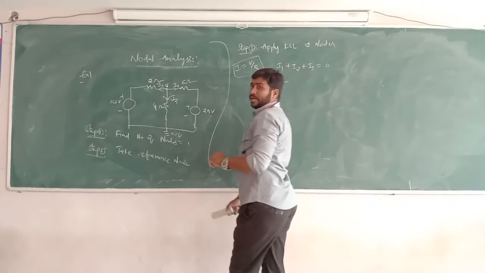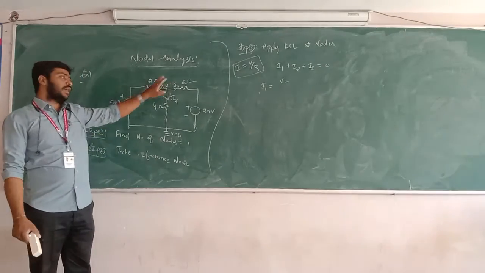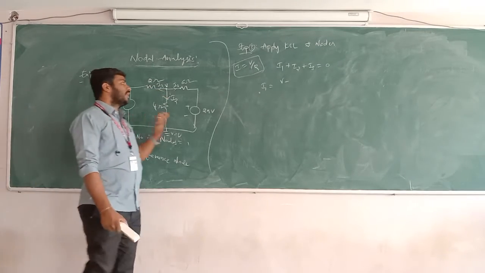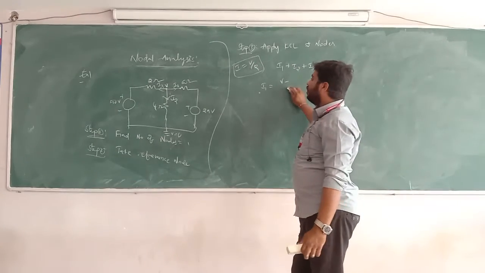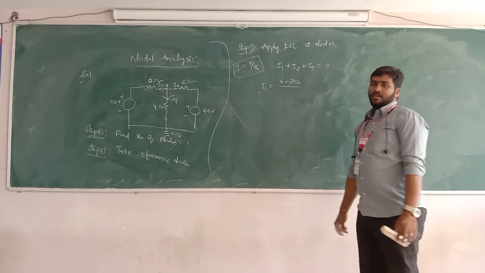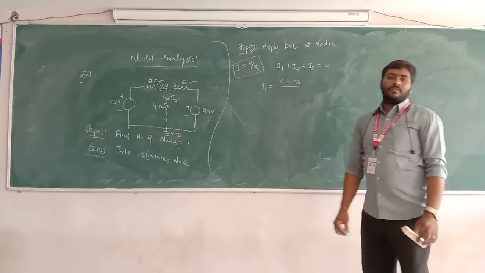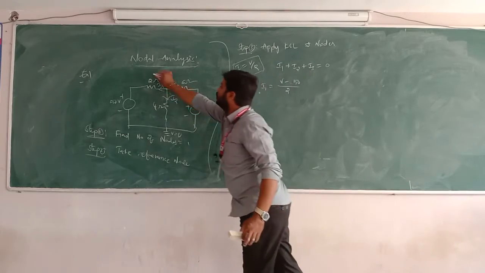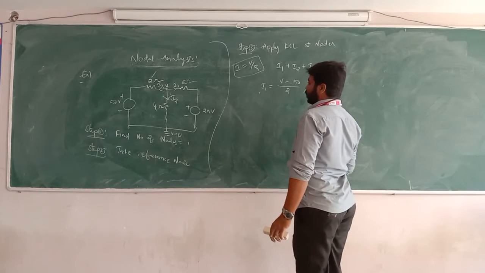But we have two voltages. One is V, the node voltage, and the other one is 50 volts. That means we have to take the difference. That is why I am going to write V minus 50 volts, which is divided by the resistance, 2 ohms. Next, I am going to write I2.